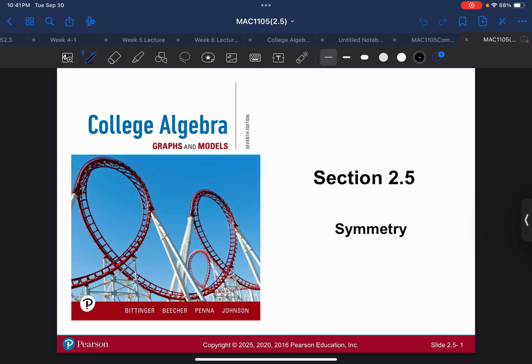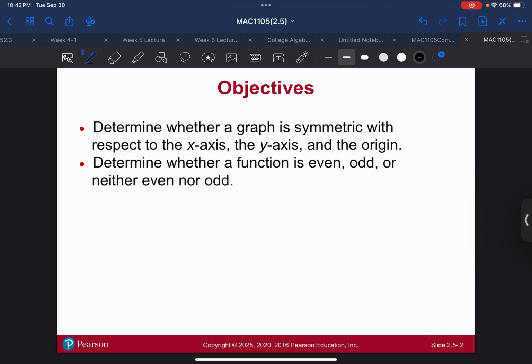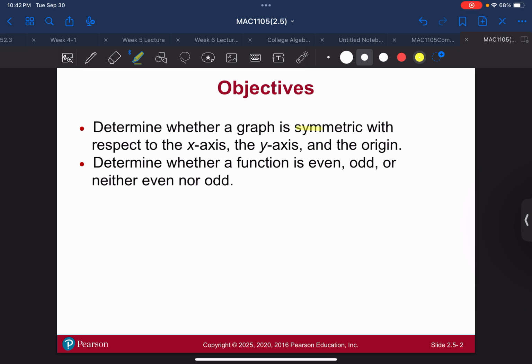Okay, so in this section, which is going to be labeled as 2.4 in Pearson, we're going to be talking about the symmetry of functions and different types of symmetry. So we're going to be learning how to tell whether a function is symmetric with respect to the x-axis, the y-axis, and the origin. And we're going to be able to determine whether a function is even, odd, or neither.